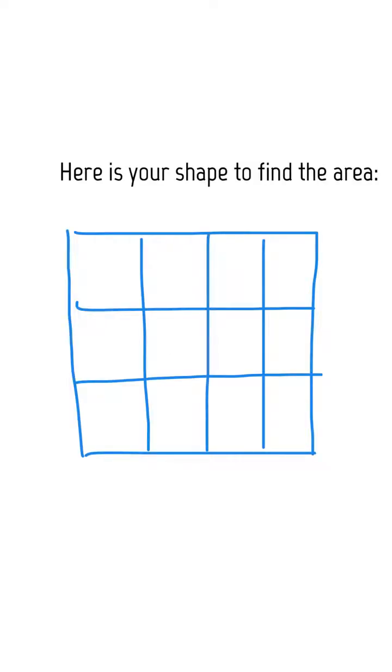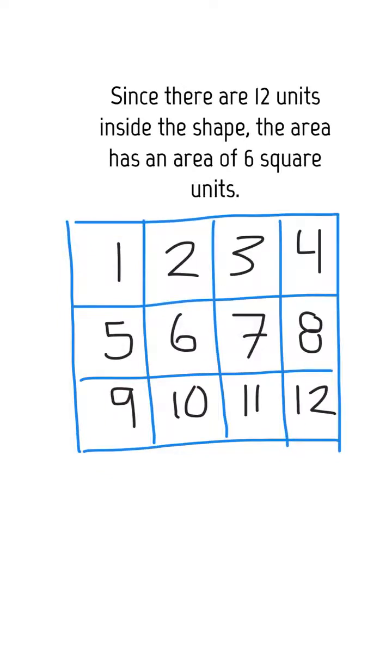Here is your shape. There are a couple different ways to find the area of this shape. We can count the squares inside it, or we can multiply the side lengths. Let's count up the number of square units. Since there are 12 squares that make up this shape, that means that the area is 12 units squared.